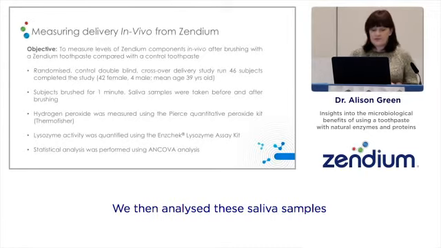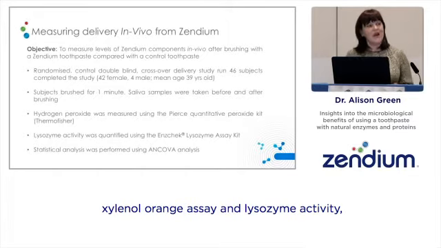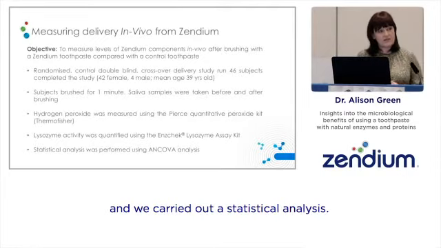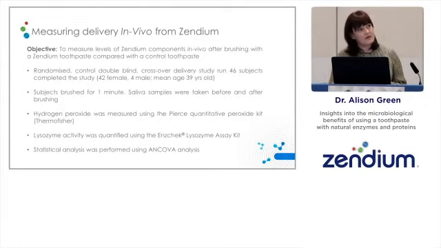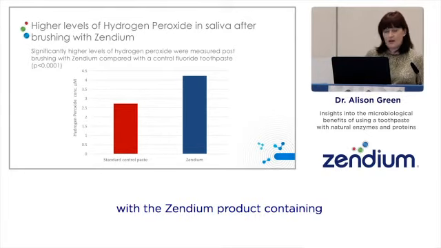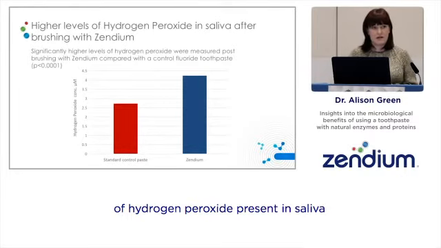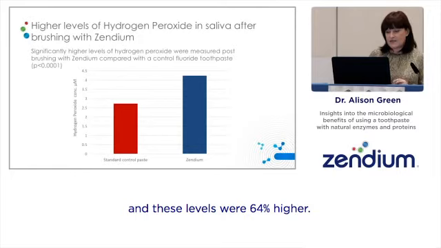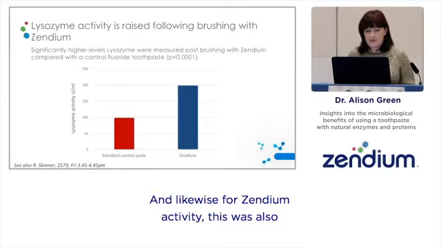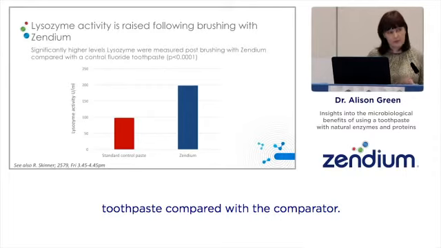We then analysed the saliva samples for hydrogen peroxide using the Pierce xylenol orange assay and lysozyme activity, again using a commercial assay. And we carried out statistical analysis. So in summary, after brushing with the Zendium product containing enzymes and proteins, we saw boosted levels of hydrogen peroxide present in saliva compared to the comparator toothpaste, and these levels were 64% higher. And likewise, lysozyme activity was also raised following brushing with the Zendium toothpaste compared with the comparator.